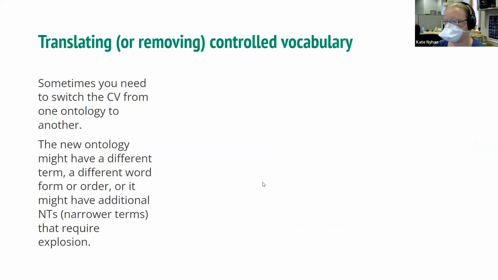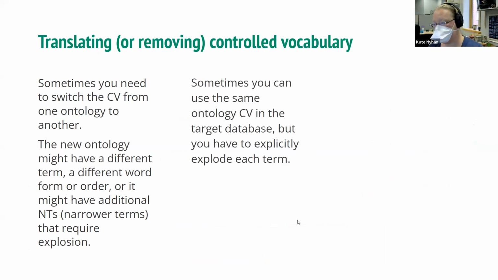Now, handling controlled vocabulary can be an issue in these translations. Sometimes you need to switch the controlled vocabulary between two different ontologies. Sometimes you can use the same controlled vocabulary, but you can't rely on an explosion feature. You have to do it all by hand and include explicitly each of the narrower terms.